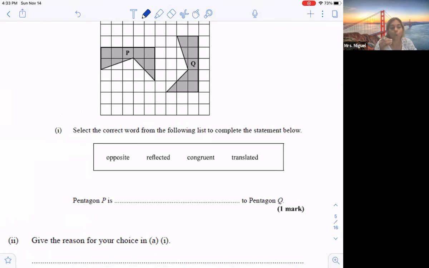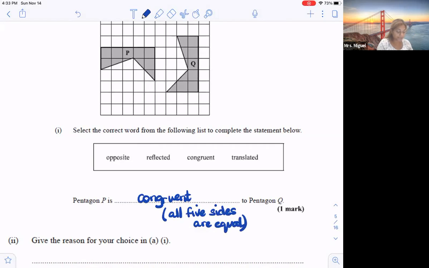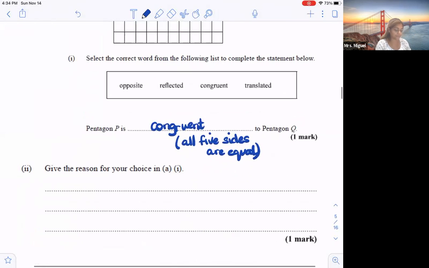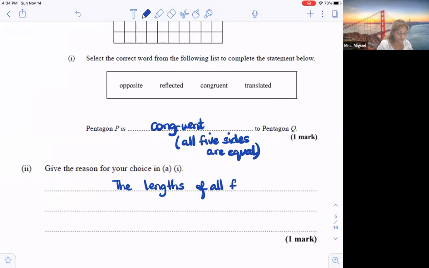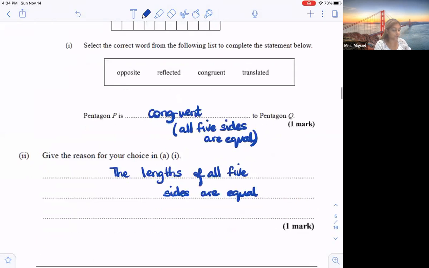Why? Because all the corresponding sides are equal. So it is congruent. And the reason why it is congruent is because all 5 sides are equal. So that is 1 mark. Oh, they asked for a reason. So the reason is the length of all 5 sides are equal. So here we would have gotten 2 marks.